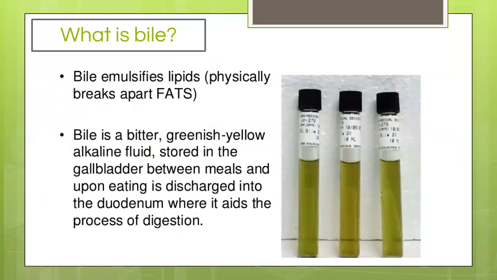So I've said bile a couple times, and I'm sure you've heard it before, but we figured we would tell you exactly what bile is. It is an alkaline fluid that emulsifies lipids, which means it physically breaks apart fats. It's made in the liver and stored in the gallbladder, and then after you eat a really fatty meal, the gallbladder contracts and it is secreted into the duodenum through the ampulla of Vater to digest the fatty foods.